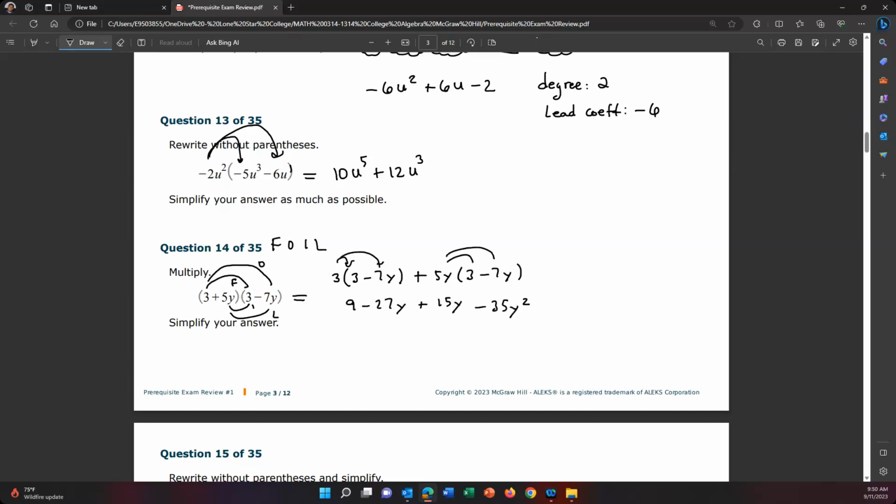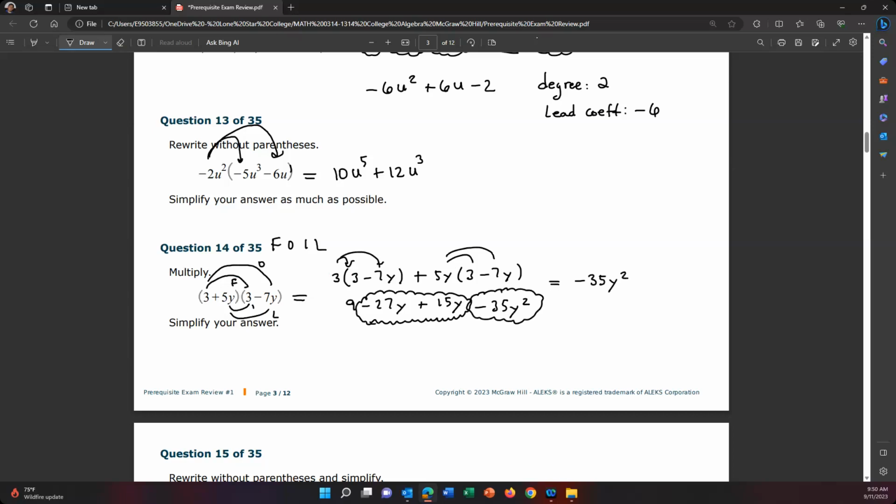Because y times y becomes y squared. Okay, so let me rewrite this in proper form. Since I'm noticing this is the leading term, it's got the highest exponent, I'm going to write that first, negative 35 y squared. Here, I'm noticing that we can combine these two terms together, okay?